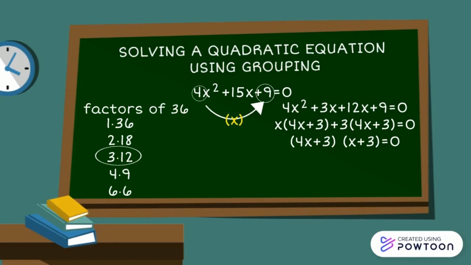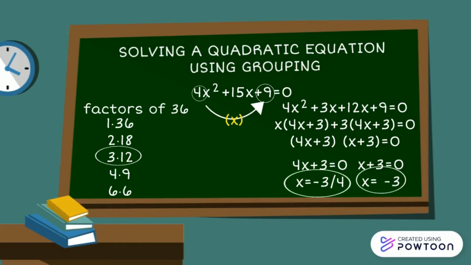Then solve using the zero product property. 4x plus 3 times x plus 3 equals 0. 4x plus 3 equals 0, then the answer is x equals negative 3/4. X plus 3 equals 0, then x equals negative 3. So the solutions are x equals negative 3/4 and x equals negative 3.